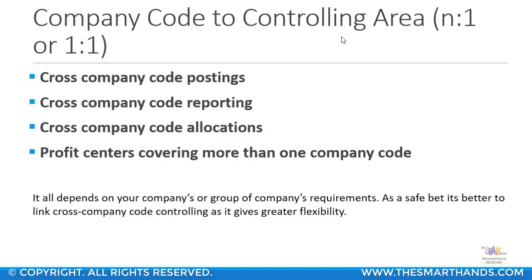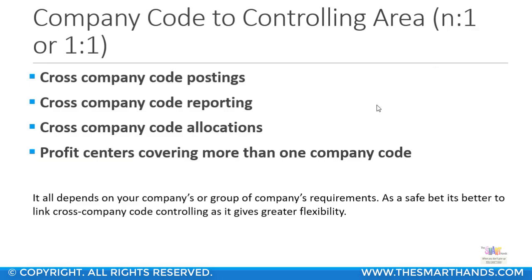In the controlling area configuration, you have the option of whether you're linking one company code to one controlling area or multiple company codes to one controlling area. As we saw in our slide earlier, for example, if you're in the Asia Pacific region and you have one controlling area for the Asia Pacific region and you have multiple company codes across different regions, then you need to use the many to one option.